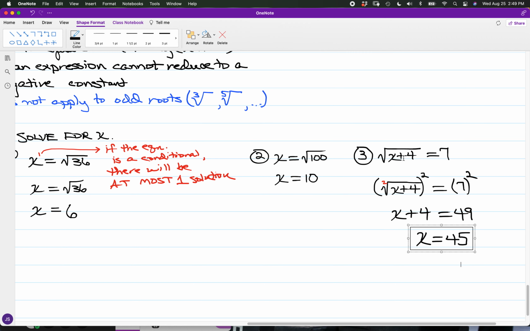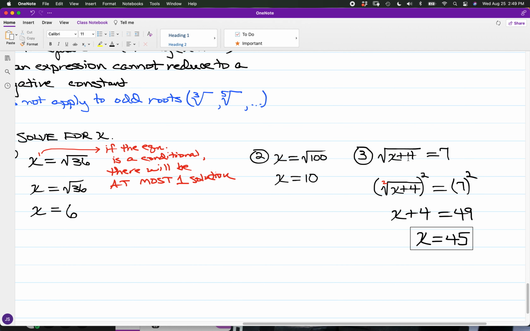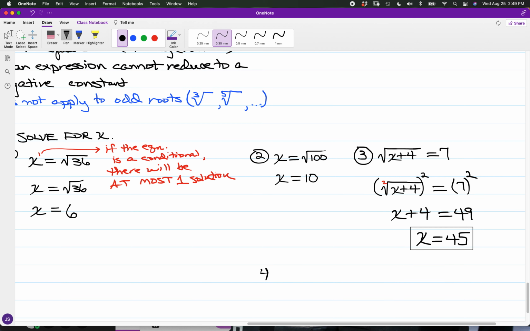And you can check 45 plus 4 is 49, and the square root of 49 is equal to 7. And I'll give you some cases here. Let's say that I have the square root of 2x plus 5 is equal to negative 3.